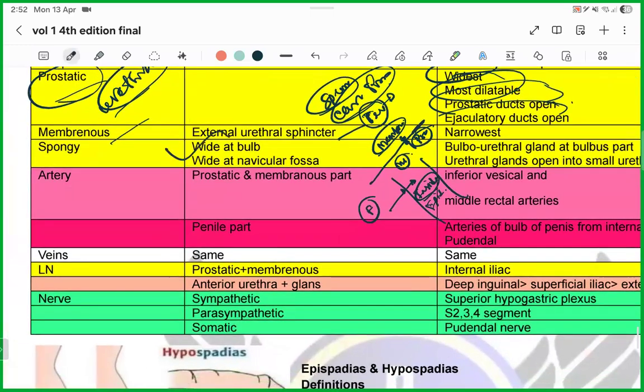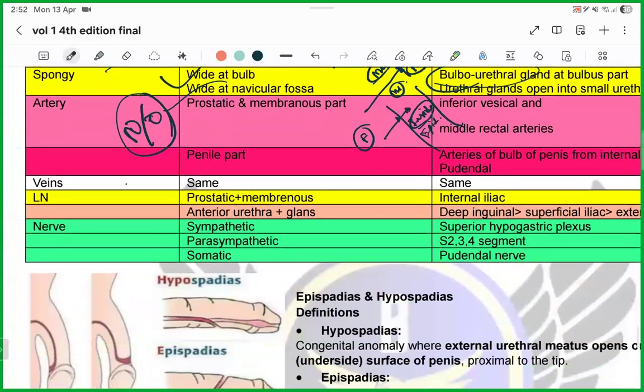Spongy urethra is wide at the bulb, where the bulbourethral glands open. Okay, these are the important ones. Artery not important. Veins not important. Lymphatic drainage also not important, but this one is important 100%.